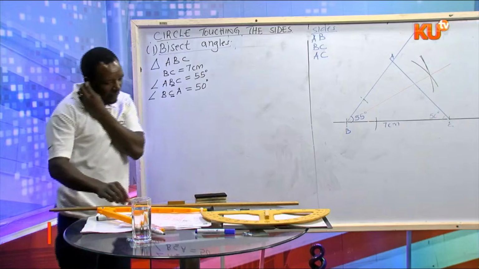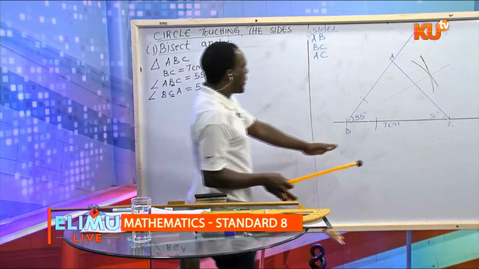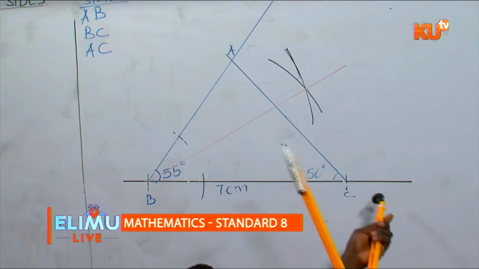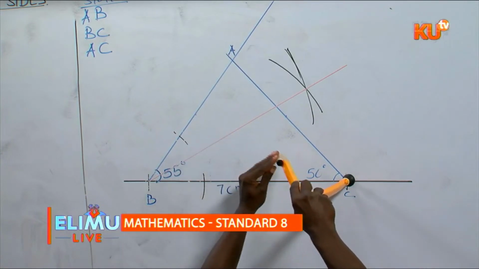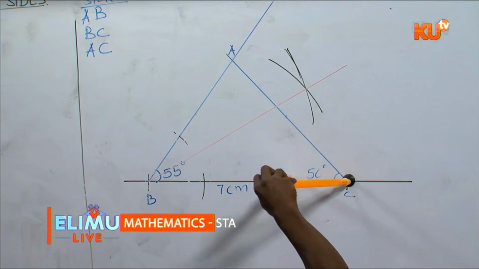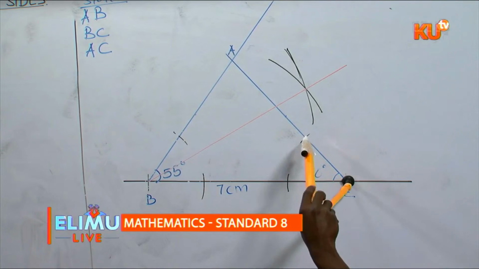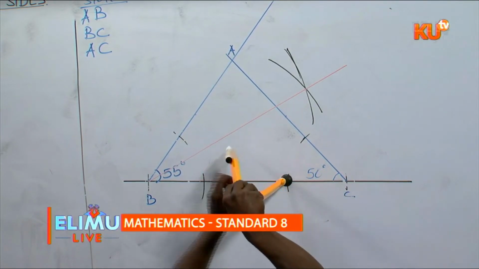Then, after doing that, you go to where we have point C. Again, the same. Very easy. Very easy. Put the point there. Less than a half. Cut there. Then put the point there.